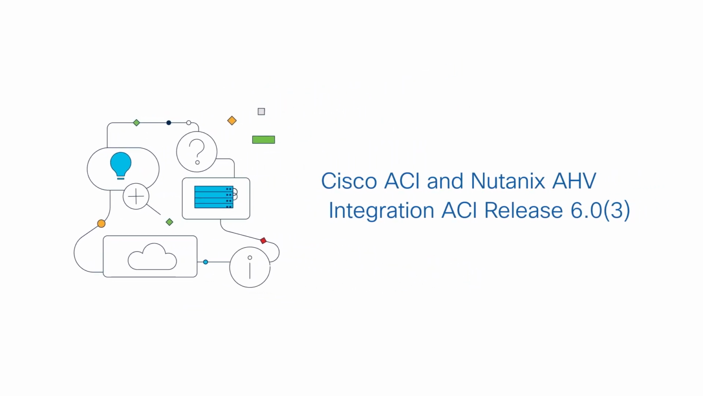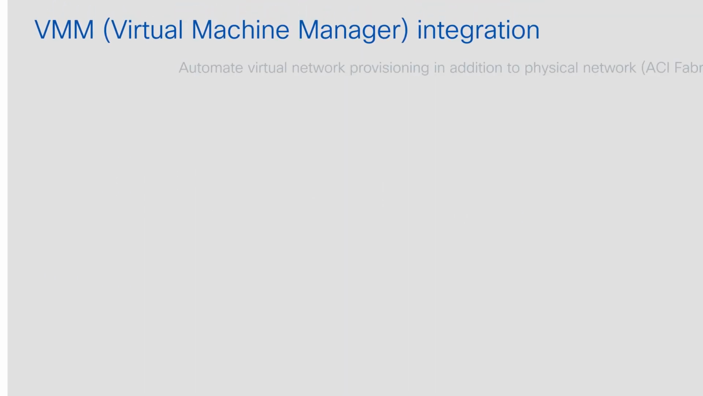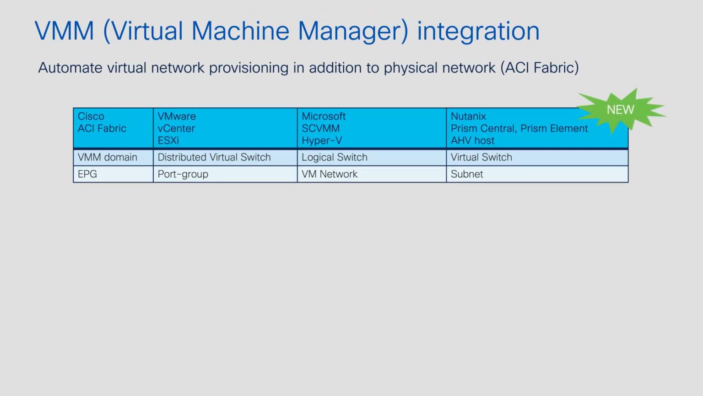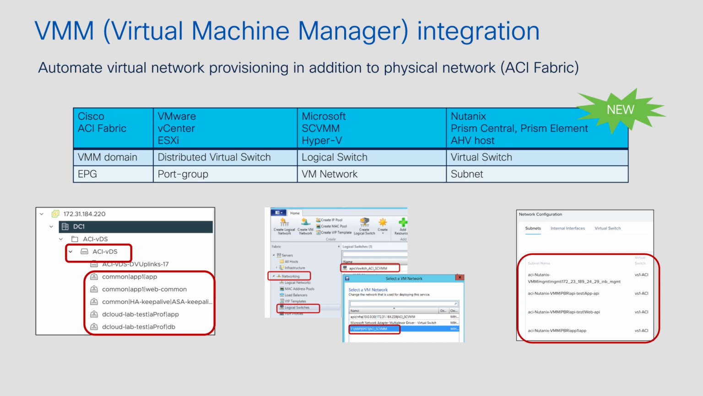In this video, we are going to show Cisco ACI and Nutanix AHV integration. Cisco ACI has been supporting various types of VMM, Virtual Machine Manager, integrations such as VMware and Microsoft. By using VMM integration, Cisco ACI can automate virtual switch and virtual network along with physical ACI fabric. Starting from Cisco ACI Release 6.03, Nutanix AHV integration is introduced.